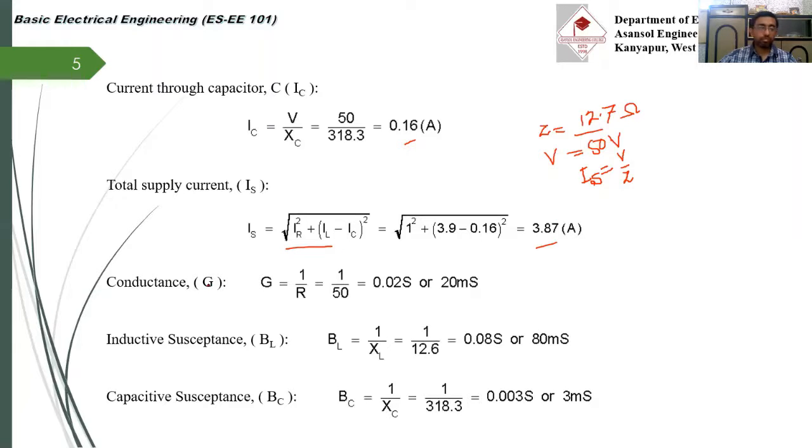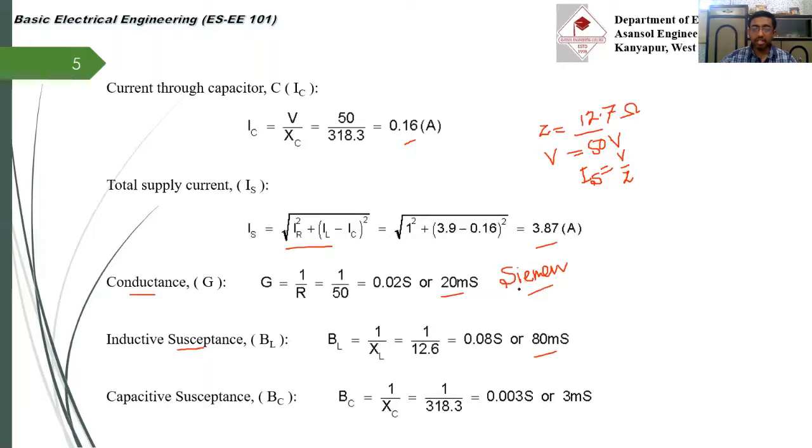Clear? Now, what is the conductance? Because we have to calculate the admittance triangle. For the admittance triangle, you need to find out the conductance, the susceptance, and finally Y, the admittance. So what is conductance? Conductance is the inverse of the resistance, so 1 by R, that is 20 millisiemens. What is inductive susceptance? That is BL, 1 by XL, that is 80 millisiemens. This unit is S, Siemens, S-I-E-M-E-N-S.